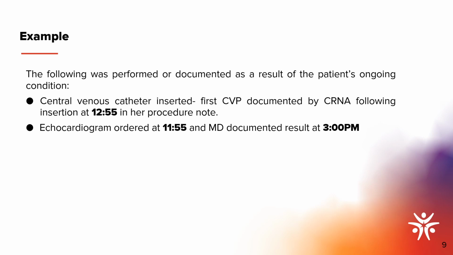We've determined that specified time frame is 11:35 through 4:45 p.m. So let's look at this example and see what has been happening during this time frame. A central venous catheter was inserted by a CRNA. At 12:55, she documented this in her procedure note. An echocardiogram was ordered at 11:55, and the MD documented the result at 3 p.m. in his note. So let's review what times we have here. We have an echo order at 11:55. We have the first CVP at 12:55, and we have an echo result at 3 p.m.